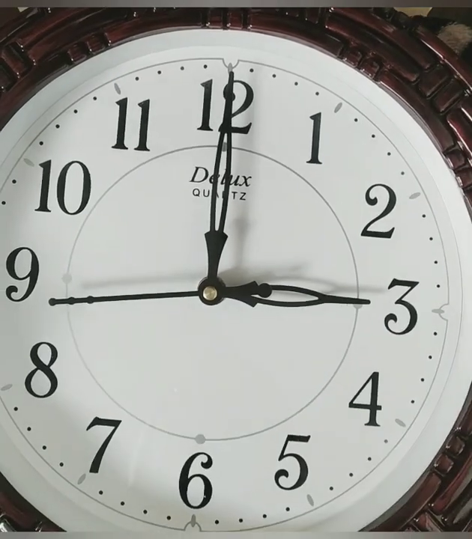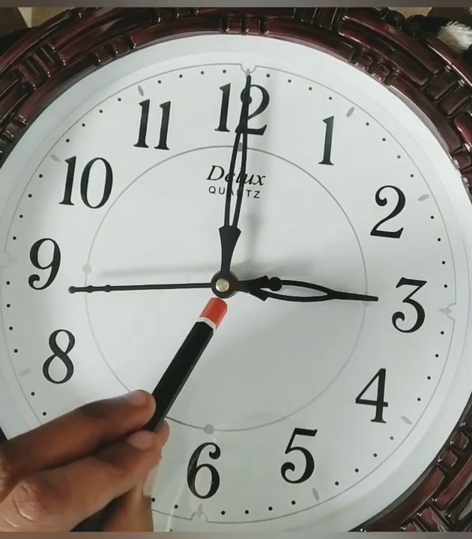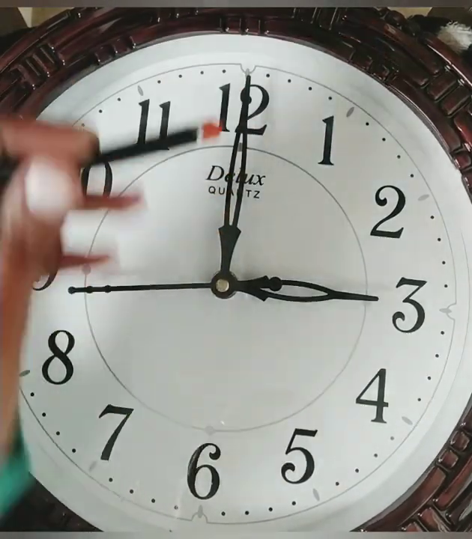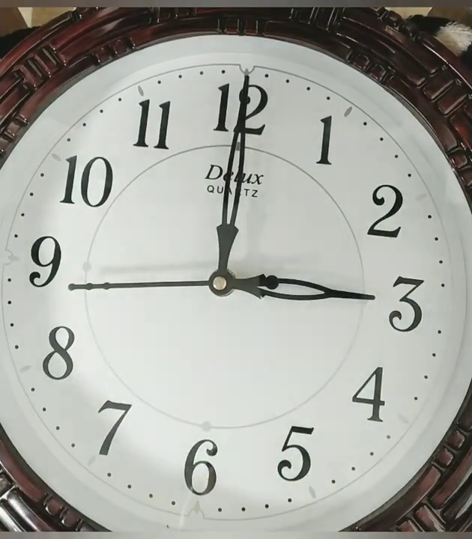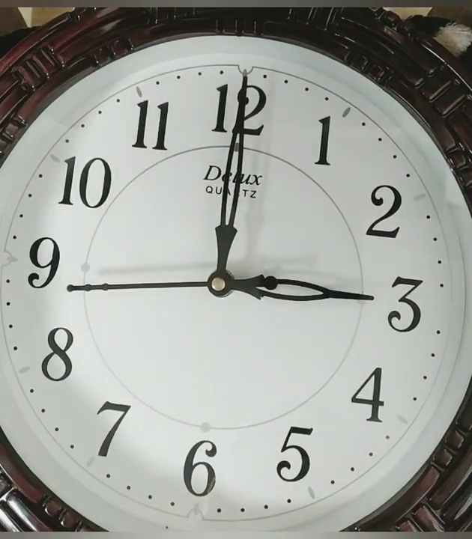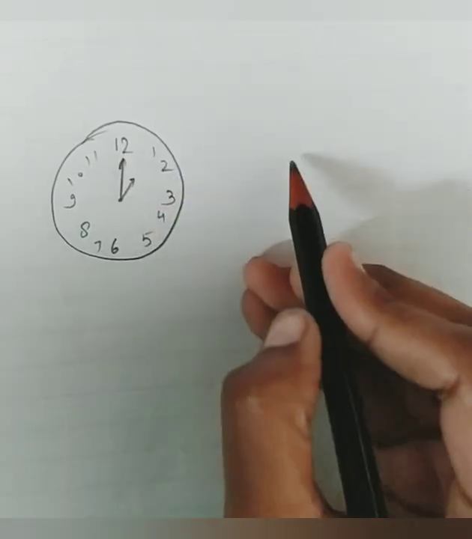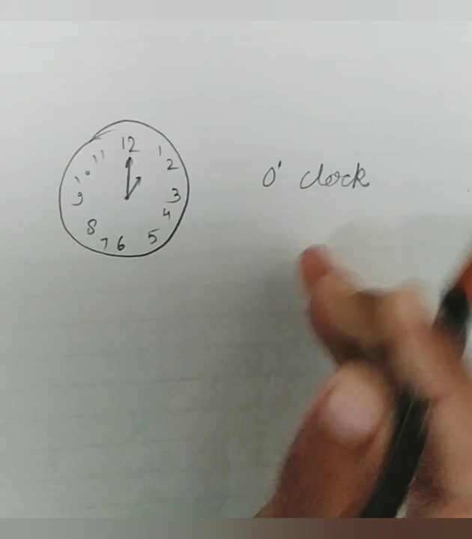Yes, now what's the time? Time is 3 o'clock. When the big hand is towards the 12 and the small hand towards the 3, the time is 3 o'clock. Okay, how to write the time? If the big hand is towards the 12, the time is always in o'clock.